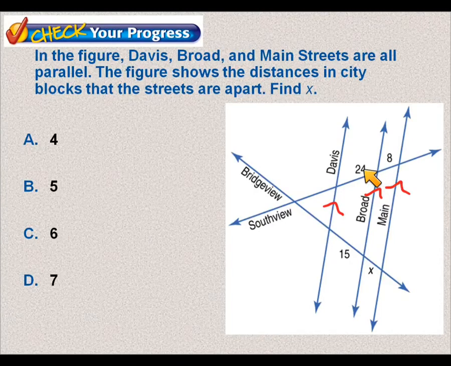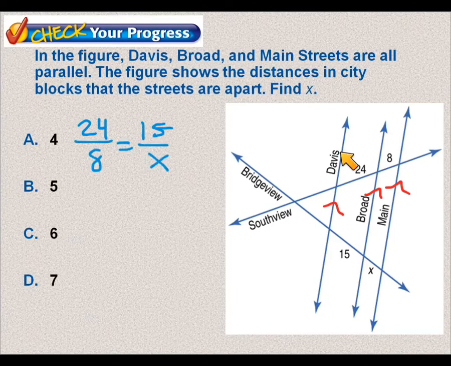So it separates it in proportional parts. You can start with either one of these pieces. If I start with the larger one, 24 over 8 is going to be equal to 15 over X. This one to this one is equal to this one over this one. Or you could have them flipped.